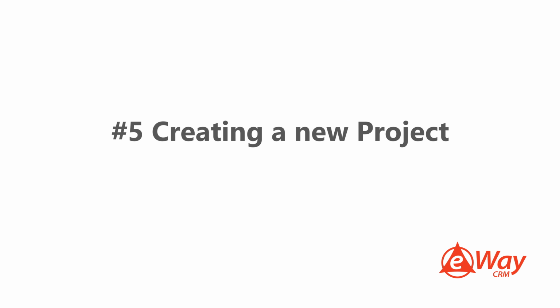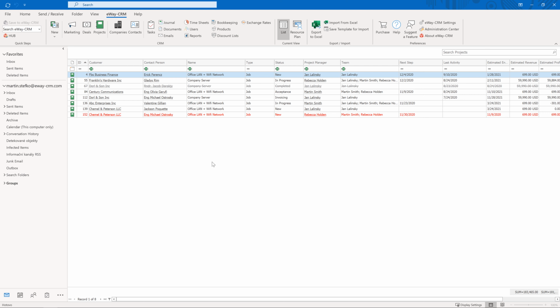5. Creating a new project. There are many ways to create a new project. You can convert them from deals, incoming emails, import them from Excel, or create them manually as they come. In this video, let's have a look at the 2 most common ways, the convert from deals and the manual option.